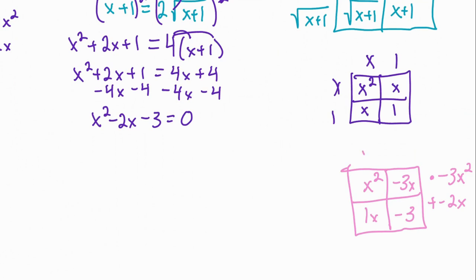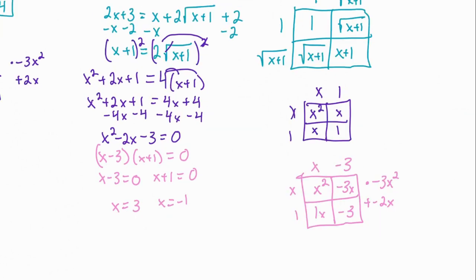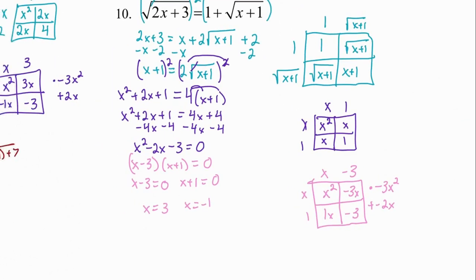So out of the first column, I can take out an x. Out of the second is a negative 3. First row is an x, and second row is a 1. I'd set each of those equal to 0 and solve. So my two possible answers are 3 and negative 1. But again, I've got to check them both. So I'm plugging back into the original.